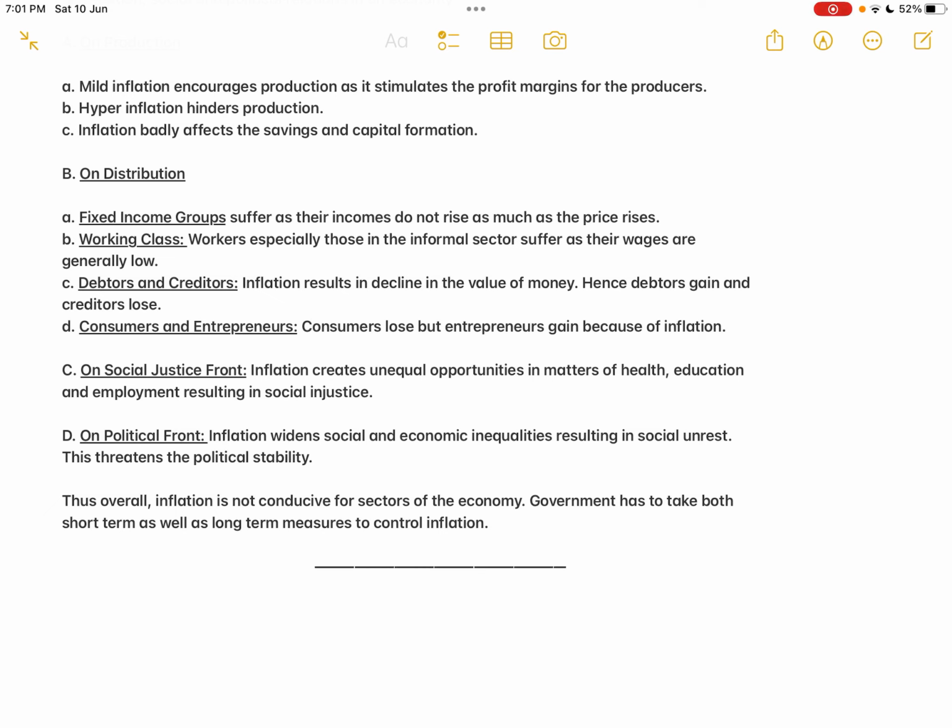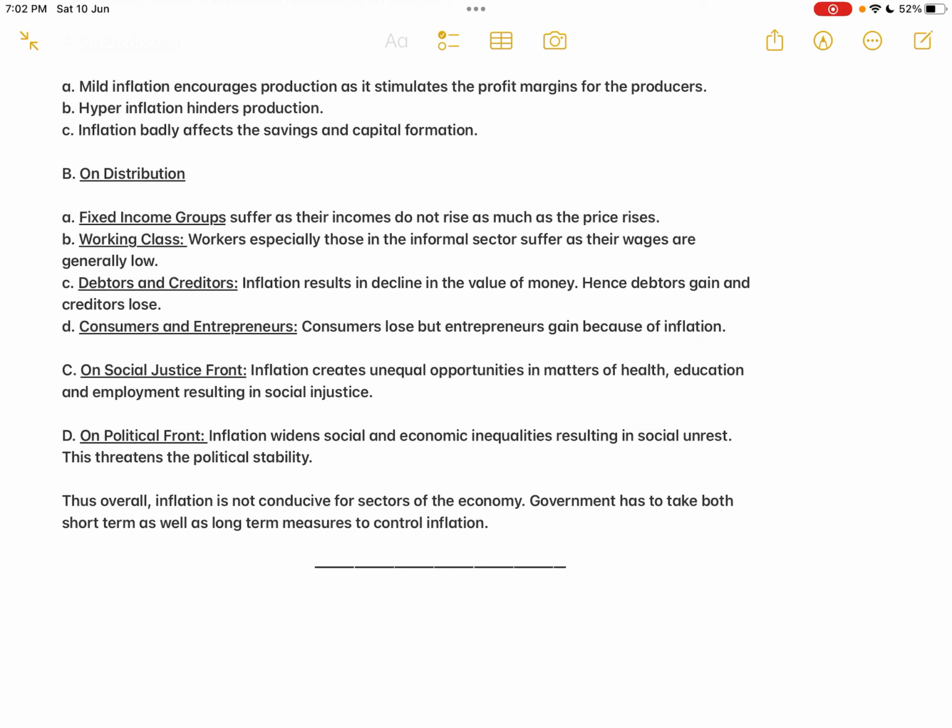And point D, on the political front, inflation widens social and economic inequalities, resulting in social unrest. This threatens the political stability because there will be total unrest in the economy. The economic inequalities are happening in the country, the social inequalities are happening in the country, there will be unrest among the people. So all this terrorism, all those things will happen in the country, that will destabilize the political setup of a country. So there will be political instability.